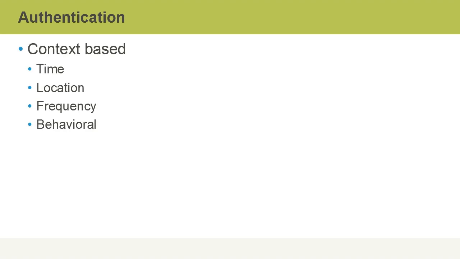Finally, authentication can also be context-based. So, in addition, for example, to a smart card and a PIN, we might look at the time of day to determine if someone is allowed to authenticate, or their location, which could be based on GPS tracking, or the frequency of how often they authenticate, or other behavioral characteristics. In this video, we discussed authentication.